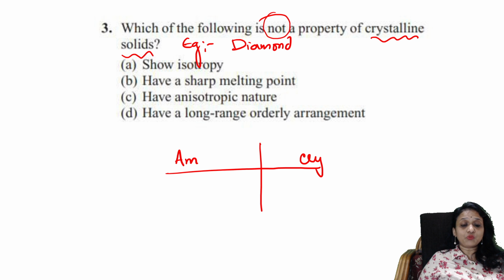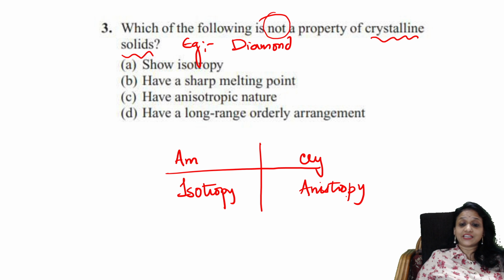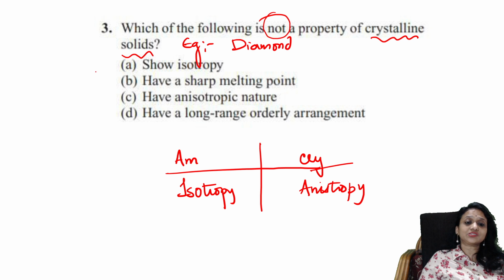What is that? Amorphous have isotropy, crystalline have anisotropy. Anisotropy is different properties in different directions. So remember this word. So what is wrong in that? Isotropy is the option. The crystalline properties are never isotropic. This is the property of amorphous. So they gave us a wrong answer.